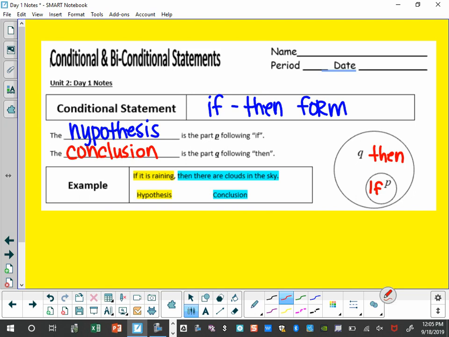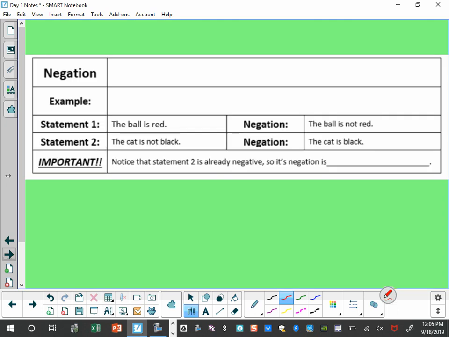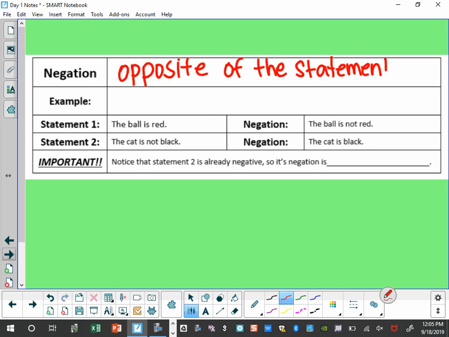All right, this next part, negation. Negation means it is the opposite of the statement. Sometimes negation gets confusing because we tend to think that it means the word not, because our example would be like squiggly line P, but it really just means the opposite.